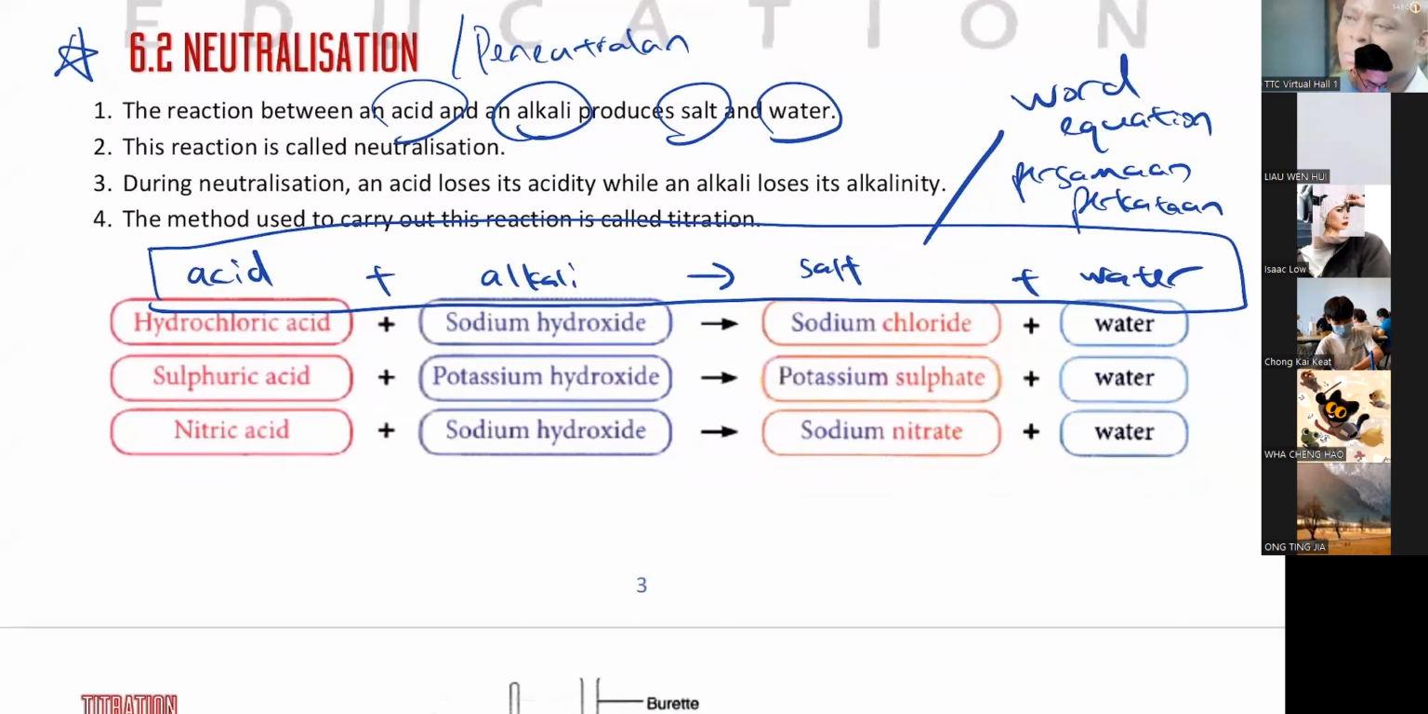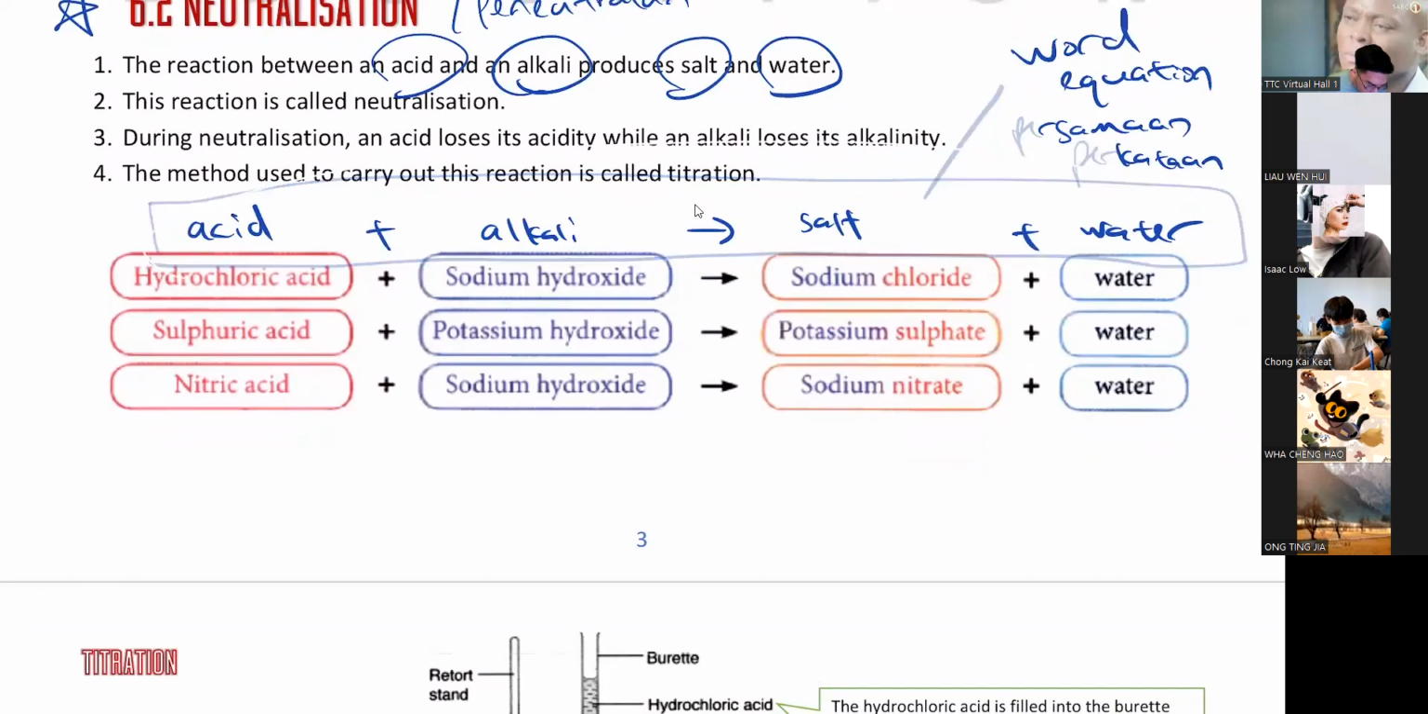Anyway, this is what you write. In BM it is acid, alkali, garam, dan air. So acid plus alkali, you get salt plus water. This is our neutralization. When you have acid and alkali coming together, they will cancel each other out. Like you have a very strong enemy A and a very strong enemy B, they come together, they crash each other, they cancel each other out, and you get something neutral, pH 7, in the middle. This is what our word equation is.